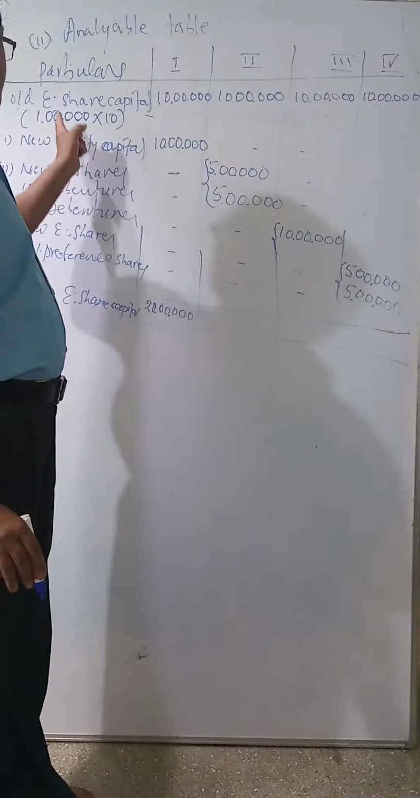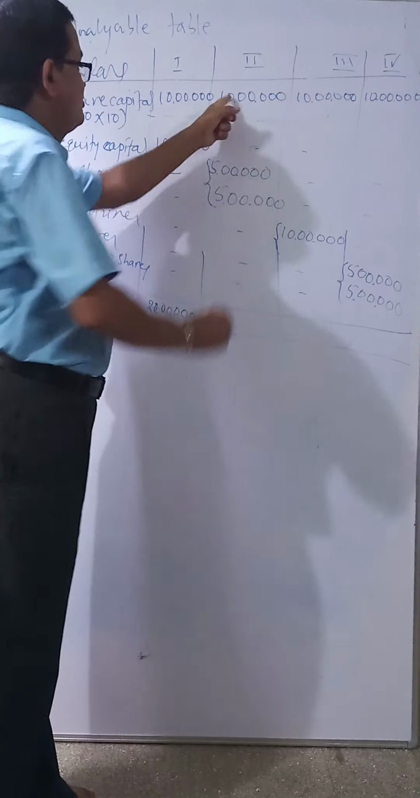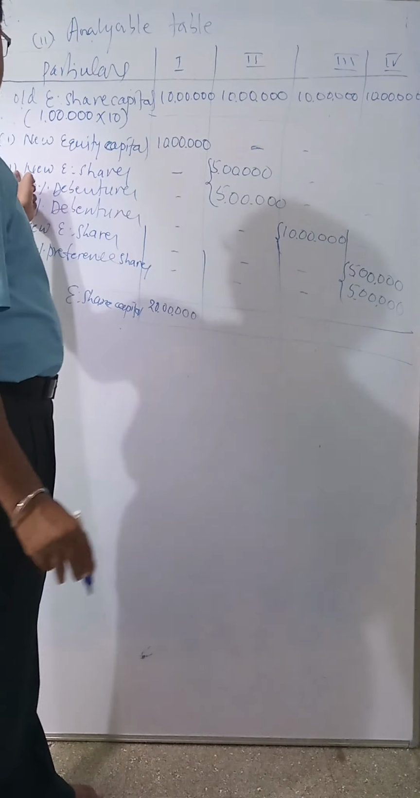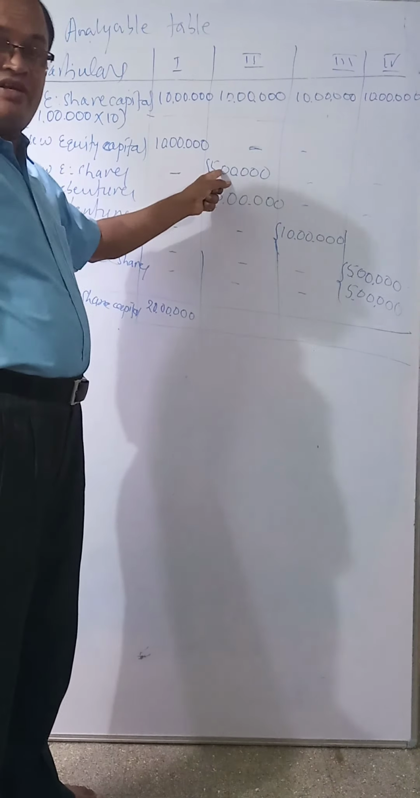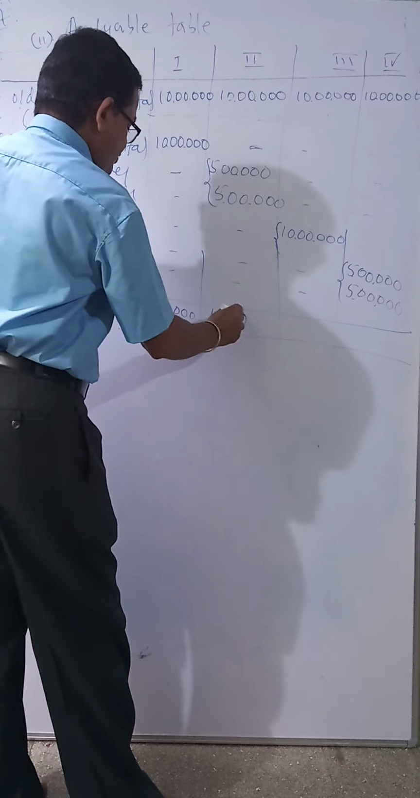Next, equity. Old equity, how much? 10 lakh. Old is common plus nothing, only 10 lakh. See, new equity share capital 5 lakh. 10 lakh plus new equity share 5 lakh. 10 plus 5, 15 lakh.